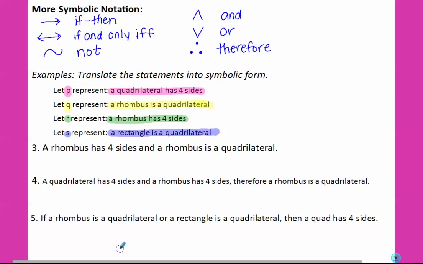So, in example number 3, it says a rhombus has 4 sides. And a rhombus is a quadrilateral. So, a rhombus has 4 sides. We said it's going to be represented by the letter R. The and in the middle is going to be our and symbol that we just learned about. And a rhombus is a quadrilateral is represented by letter Q.